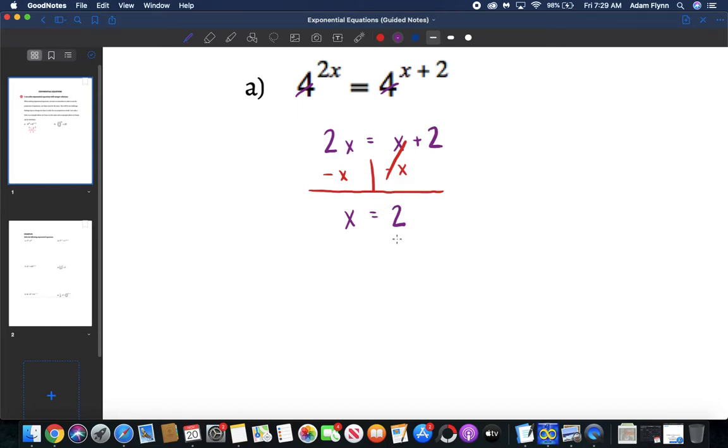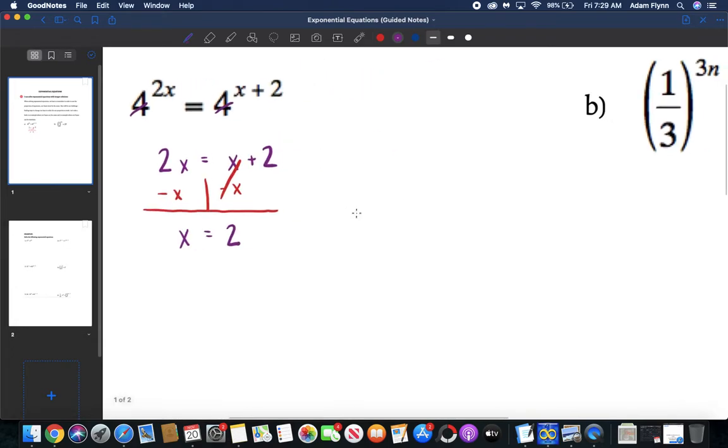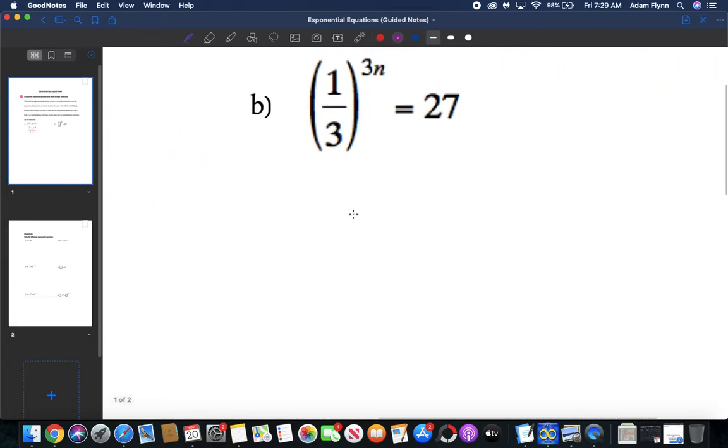Okay, and of course we can go back and check this. If we were to take this 2 and plug it back in for x on the left and right side, we would have 4 to the 2 times 2, so we would have 4 to the fourth. And on the right side, we would have 4 to the 2 plus 2, and 2 plus 2 is 4. So we would have 4 to the fourth equals 4 to the fourth, so we know that x equaling 2 would be our solution. Okay, so that would be an easier type of problem that we would face. Let's move on to this next one.